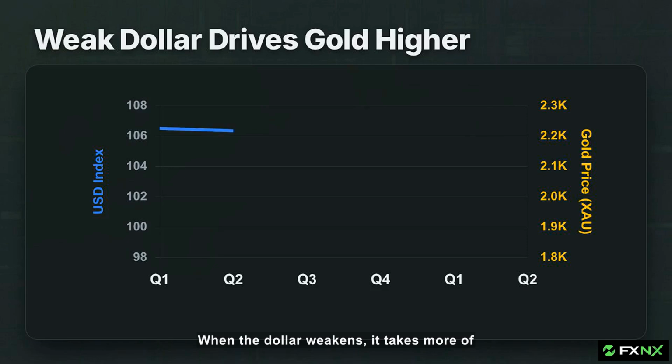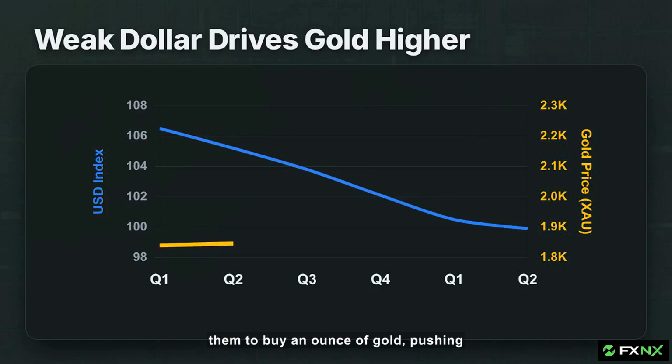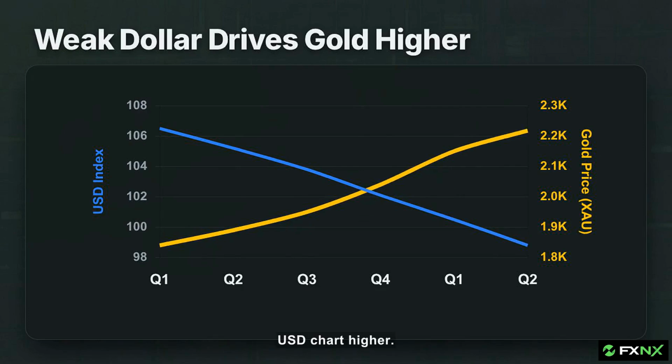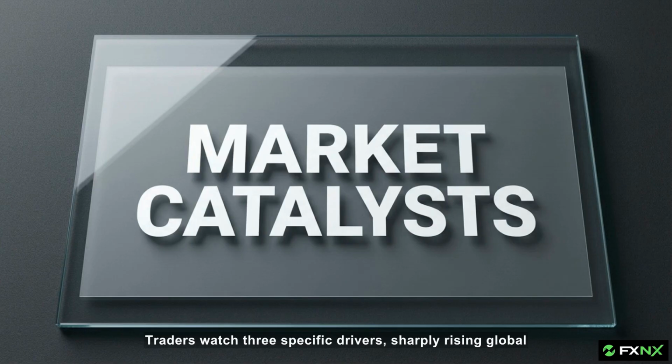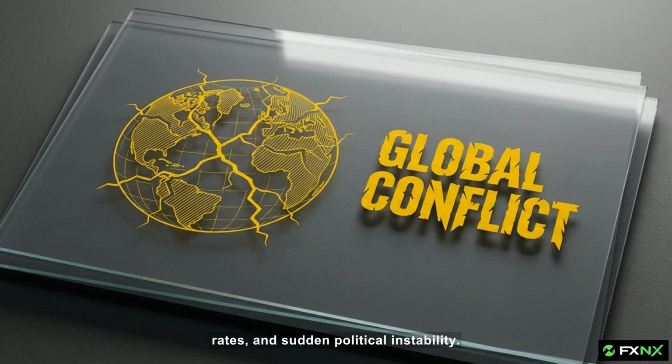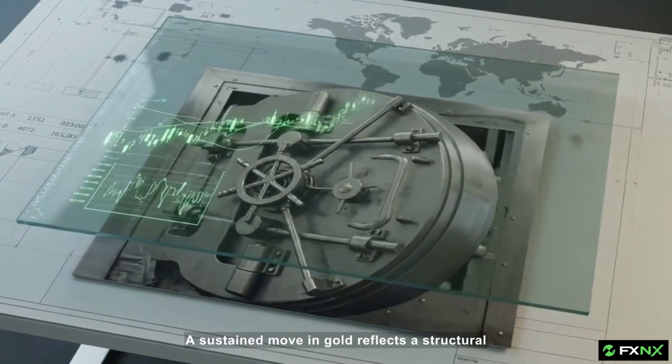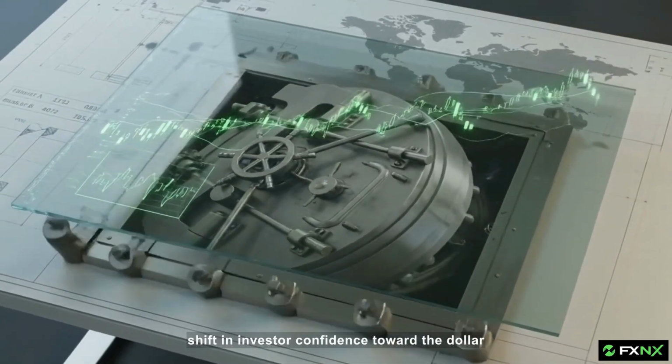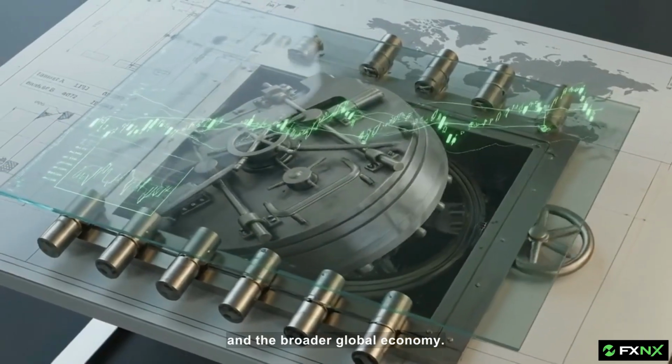When the dollar weakens, it takes more of them to buy an ounce of gold, pushing the XAUUSD chart higher. Traders watch three specific drivers: sharply rising global inflation, falling bank interest rates, and sudden political instability. A sustained move in gold reflects a structural shift in investor confidence toward the dollar and the broader global economy.